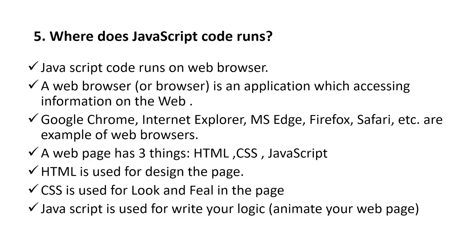A web page has three things: HTML, CSS and JavaScript. HTML is used for designing the page. CSS is used for look and feel of the page. JavaScript is used for writing your logic.